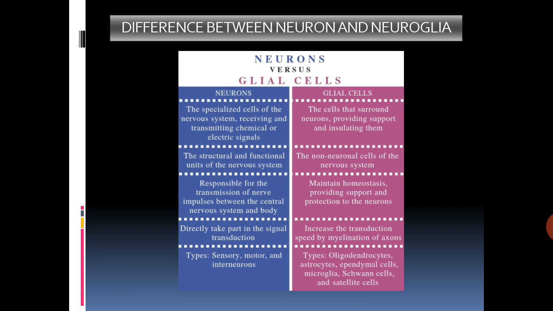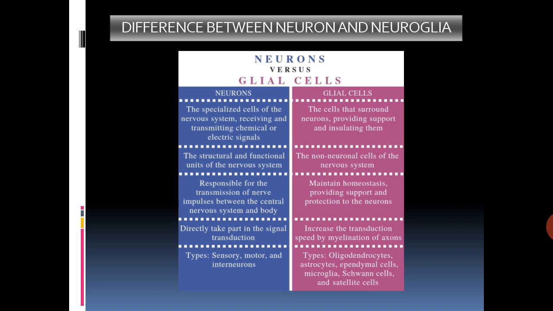What is meant by homeostasis? Homeostasis is an organism's process of maintaining a stable internal environment suitable for sustaining life. It is a regulatory procedure. In the human body, homeostatic processes regulate the ratio of water and minerals, body temperature, chemical levels, etc. So, glial cells maintain homeostasis. The neurons directly take part in the signal transduction. Glial cells increase the transduction speed by myelination of axons.